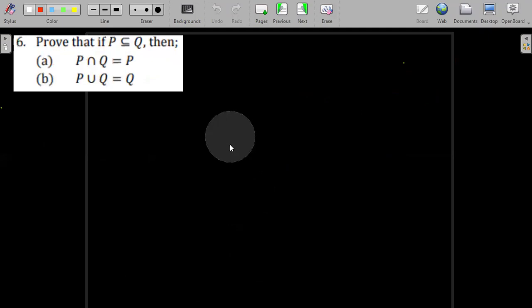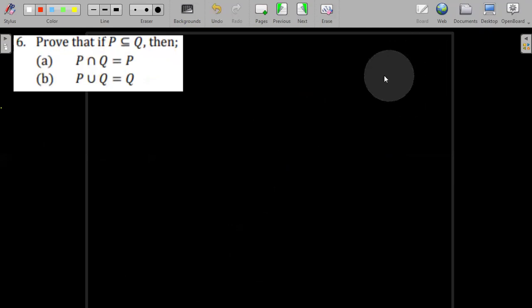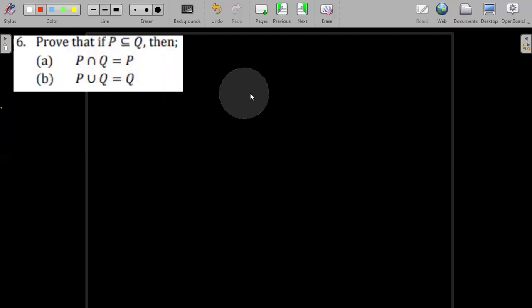All right, so the next question is more of a proof question, and they're telling us to prove that if P is a subset of Q, then Q intersect P is equal to P, and then Q union P is equal to Q. So this is more of an analytical question. So they're telling you first that P is what.